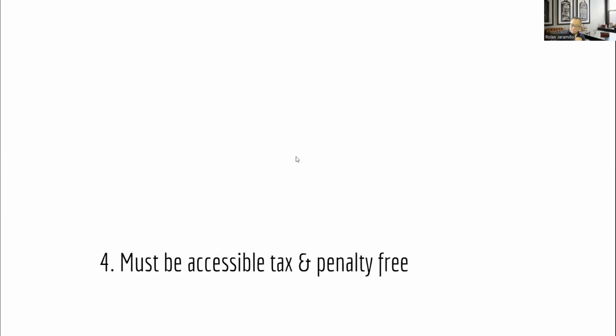Rule number 4, it has to be accessible, tax and penalty free. All right? Because whenever you have to draw from this, let's say for instance, you need 100 grand a year to live. If the bucket you're gonna pull the money from has to be taxed, and you're gonna be penalized for taking it out, now you need more than 100,000 because you gotta cover taxes and you gotta cover the penalty. If the taxes are 30% and your penalty is 10 and you need 100,000, you need to pull out about 140 to get 100,000.